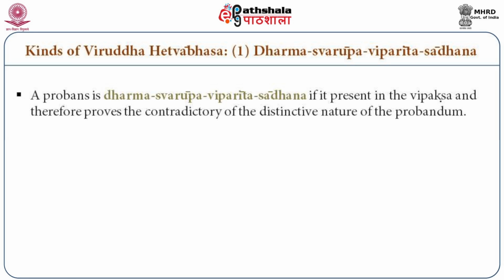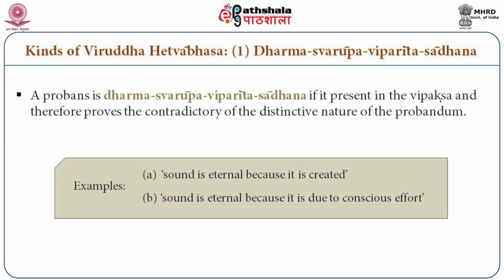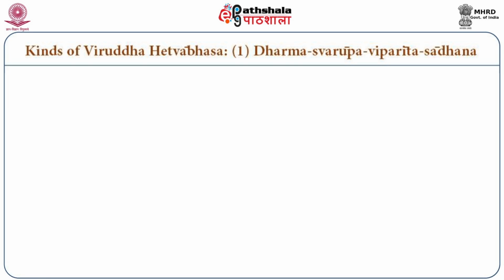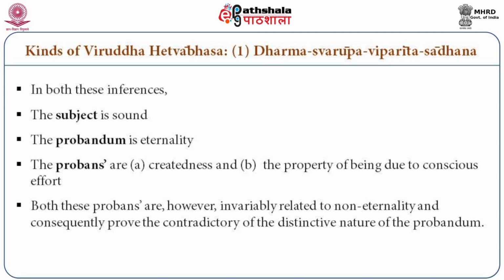And what is generally cited as the example of viruddha fallacy is actually dharma swarupa viparita sadhana. And we have already considered those types. That is, sound is eternal because it is created, and sound is eternal because it is due to conscious effort. And then we go to the next type, namely dharma vishesha viparita sadhana. That is here the hetu does not prove the sadhya property which is stated, but the special feature of the sadhya property which is intended, that is, the opposite of that is proved.